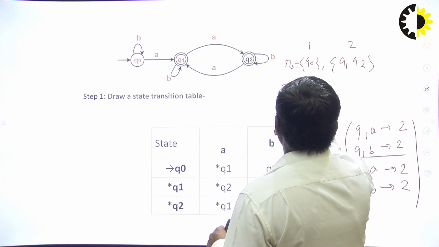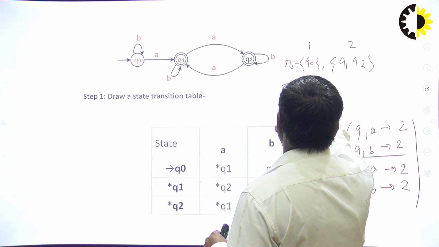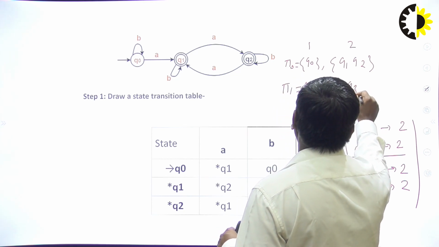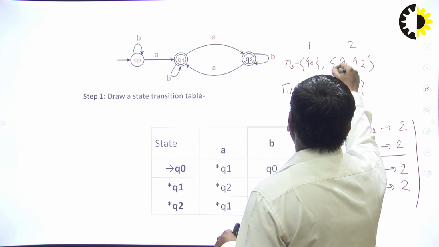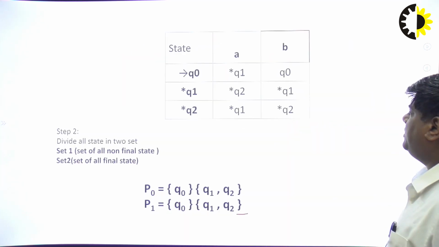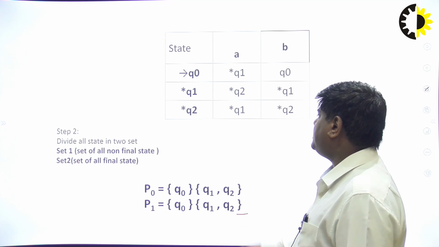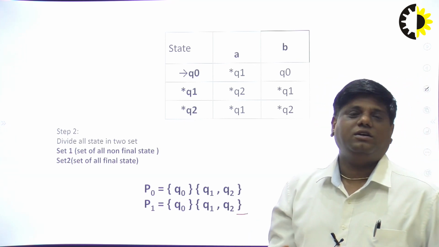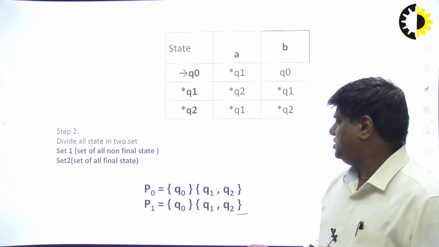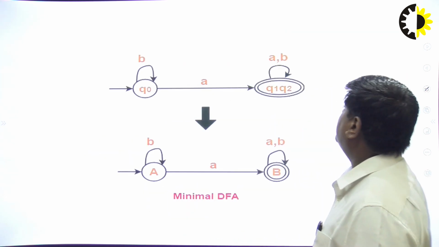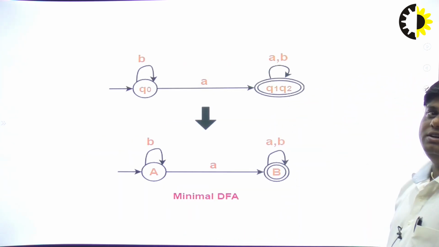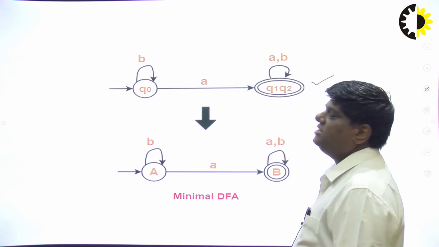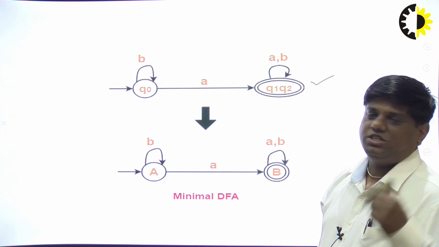Now, what is the next expression? That is Q0, and Q1 and Q2. If these two states are the same, then no further minimization is possible. So this is your final answer. Three states are minimized into two states.